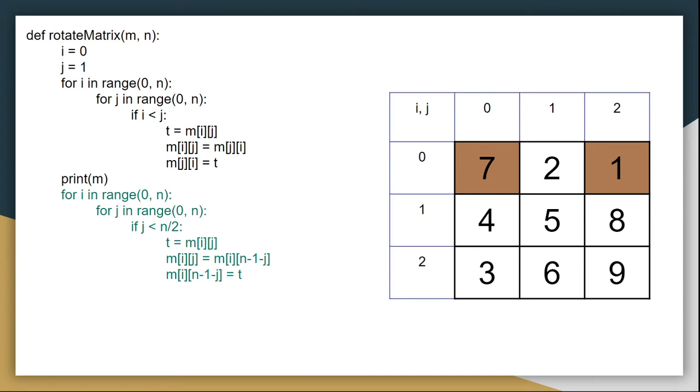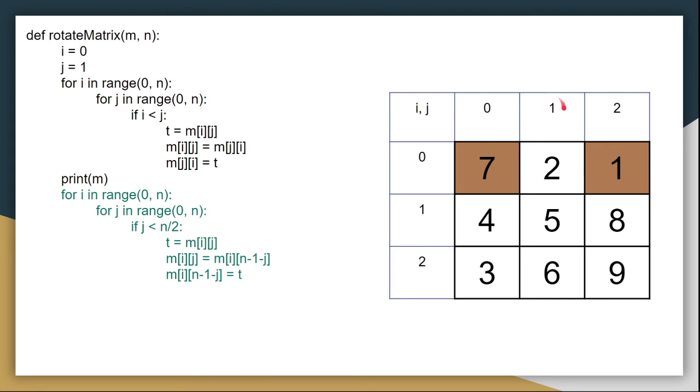And then we're swapping the rows. So when j is smaller than n divided by 2, we will swap the numbers. n divided by 2 is 1 in this case. So what we do is 0 is smaller than 1, so we swap them.